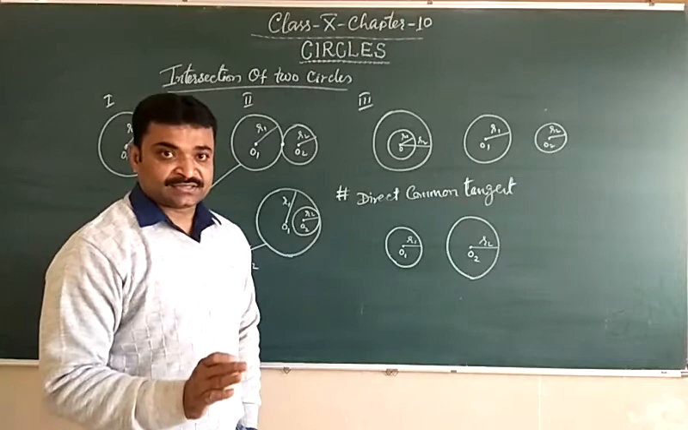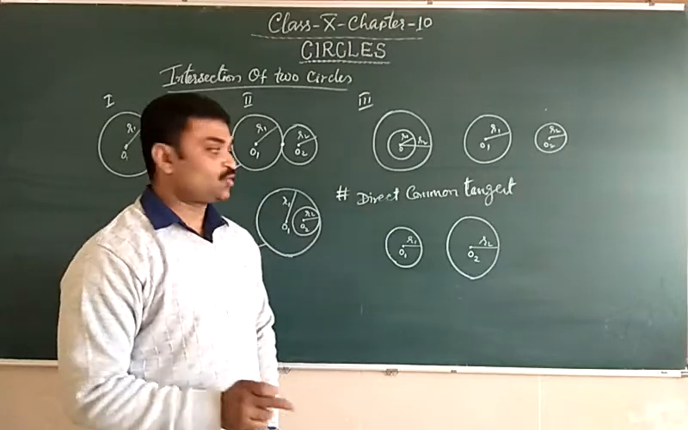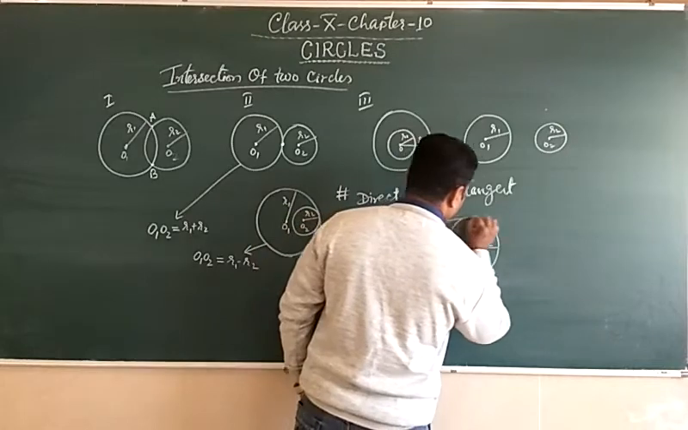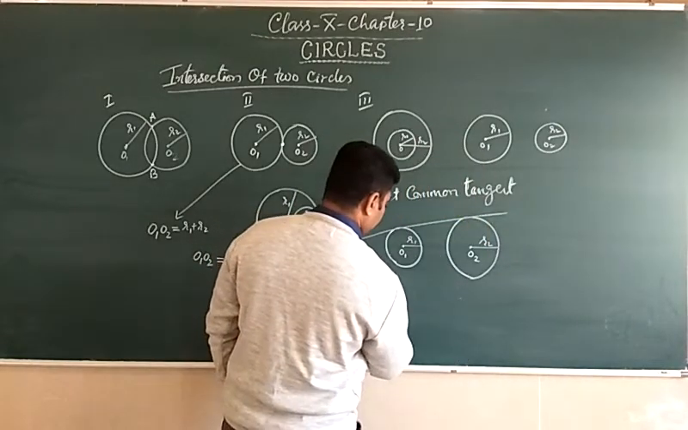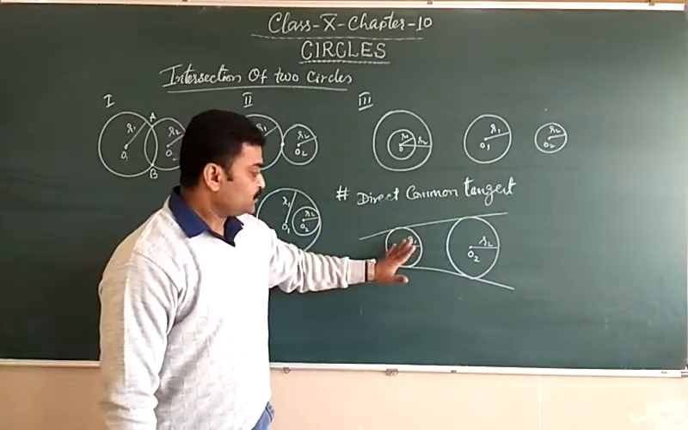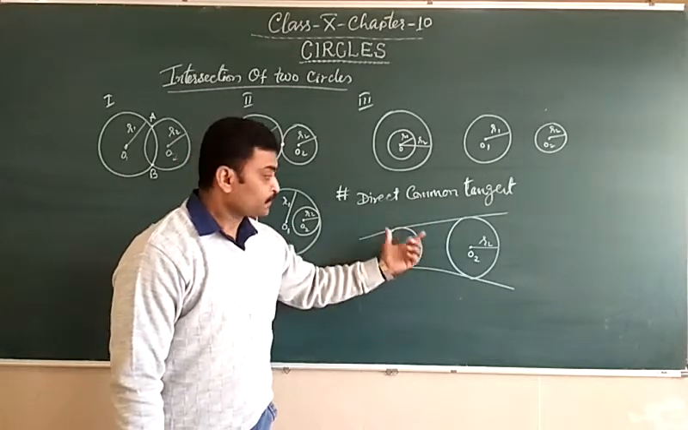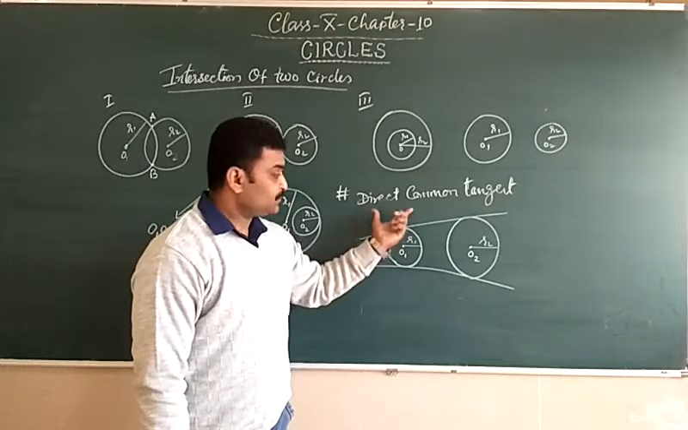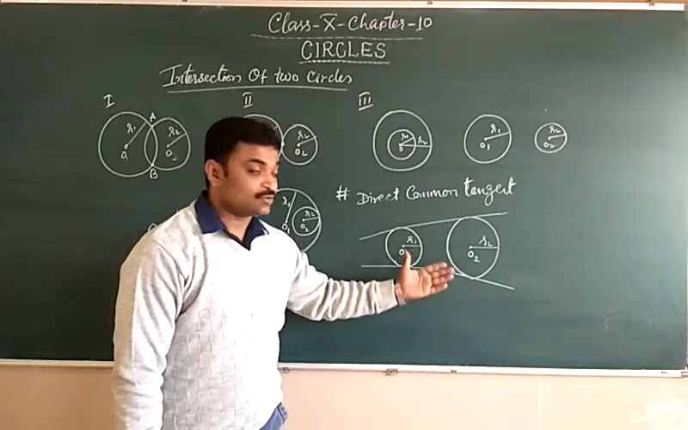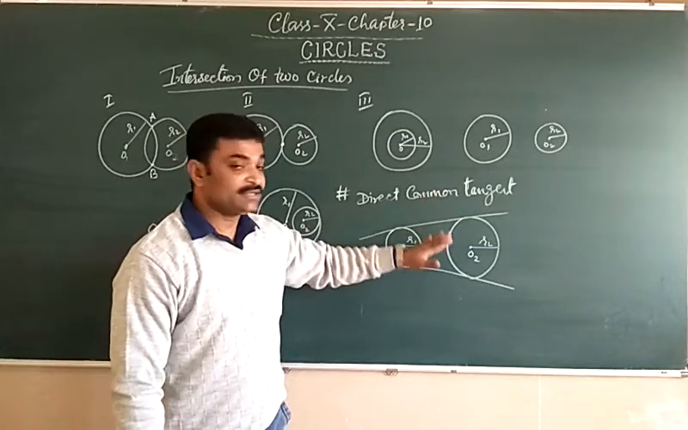When two circles lie on the same side of a tangent, then the tangent is called direct common tangent. We can draw it this way and this way. That means these two are common tangents of both the circles. And what is direct common tangent? If two circles lie on the same side of a tangent, the common tangent is called direct common tangent.